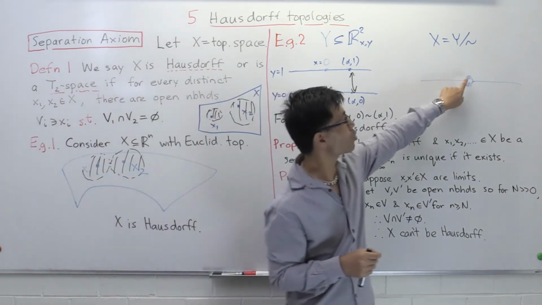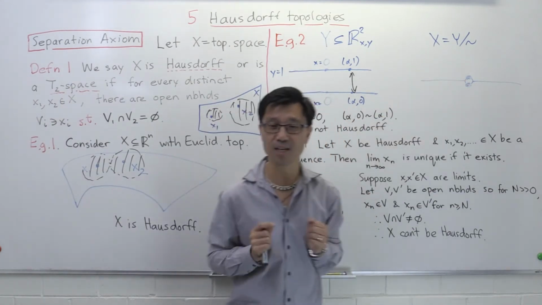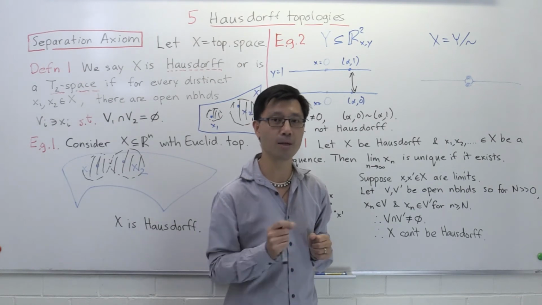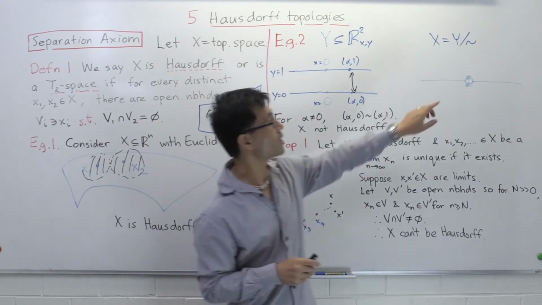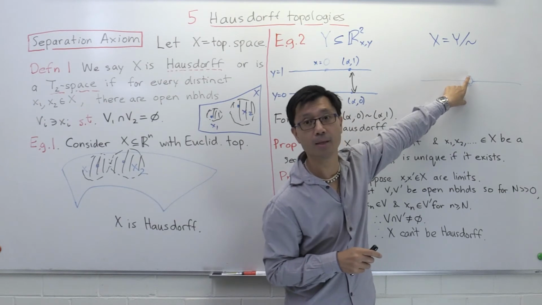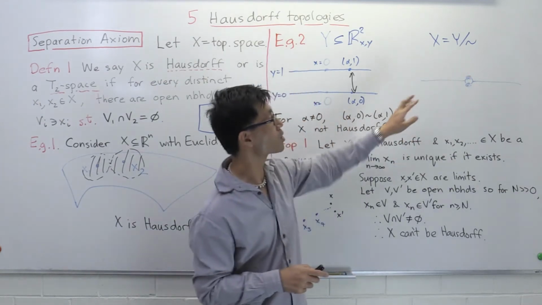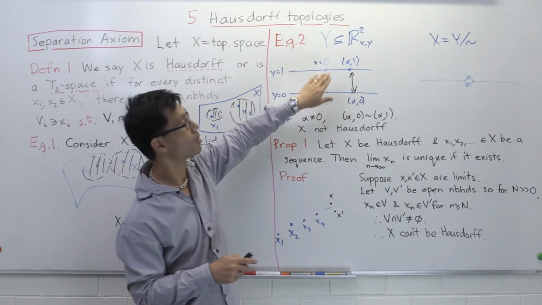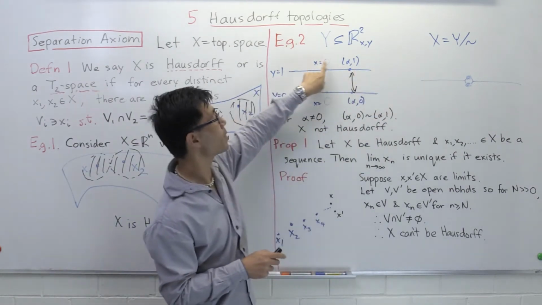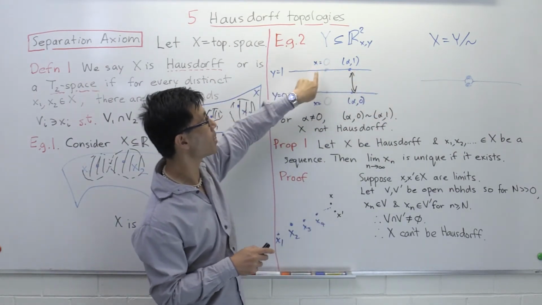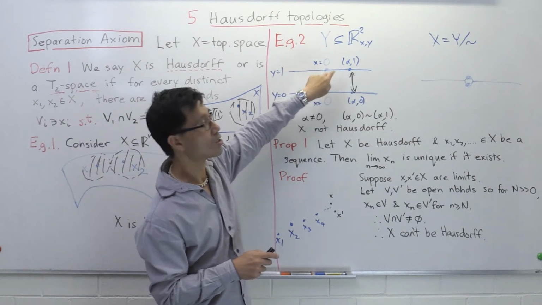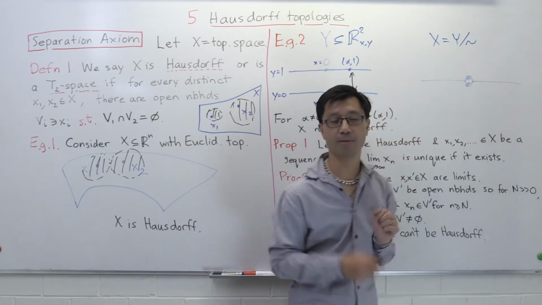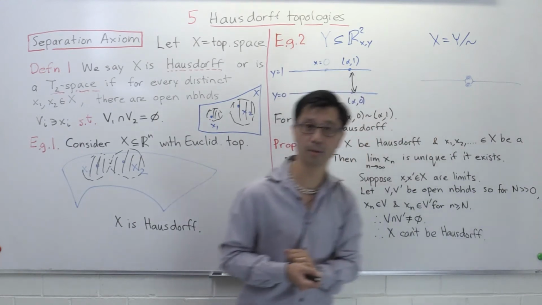So let's look at these 2 points. I claim, and hopefully you can see quite clearly, that you can't separate these 2 points using open neighborhoods. Indeed, if you have an open neighborhood of the top point here, of course, that means that the inverse image is going to be open inside here. So basically, you want at least some open interval containing this. So at least you'll have something to the left of this point and to the right of that point. That's an open neighborhood of the top point.